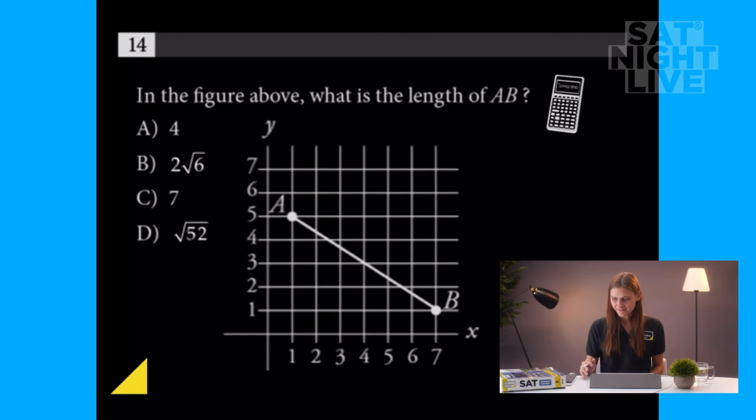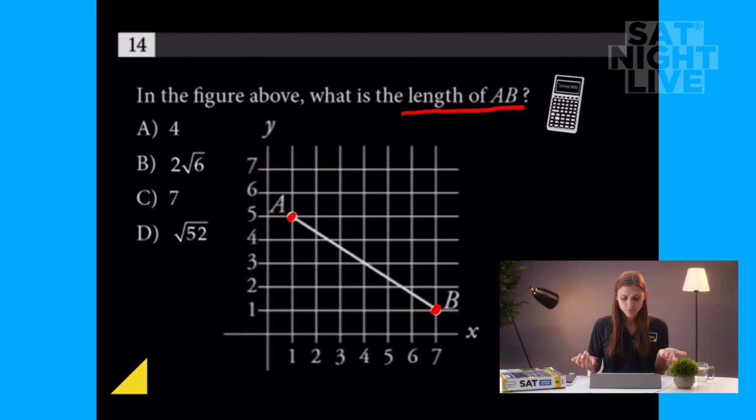And the question says, in the figure above, what is the length of AB? So we're trying to find the length of AB. Now we have A over here and B over here, and you might be thinking, oh, distance formula, what was that really long thing? It's like all under this radical with a bunch of squares, and oh, I can't remember. Don't worry, you don't need to use the distance formula for this. What you can do is use what you've got in front of you.